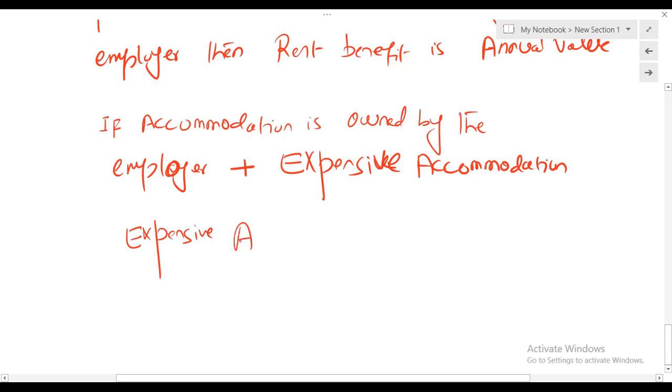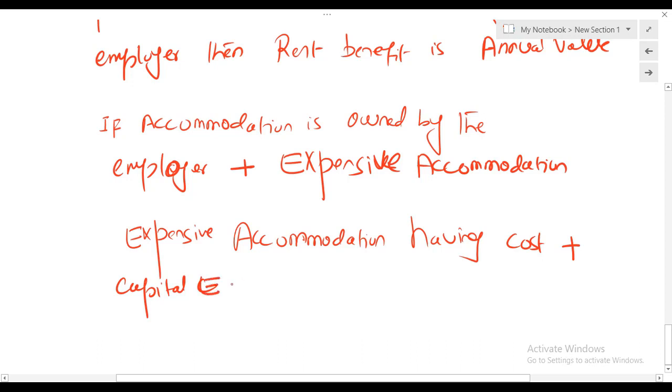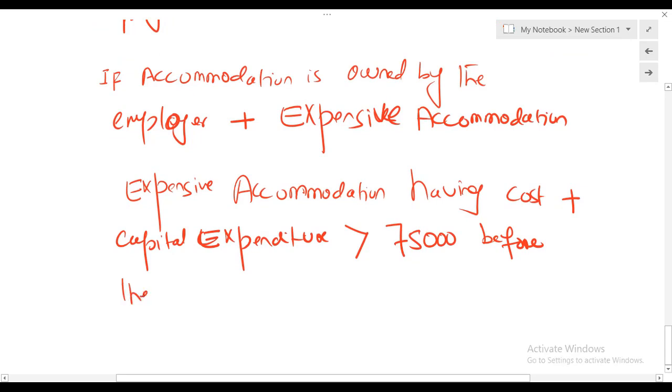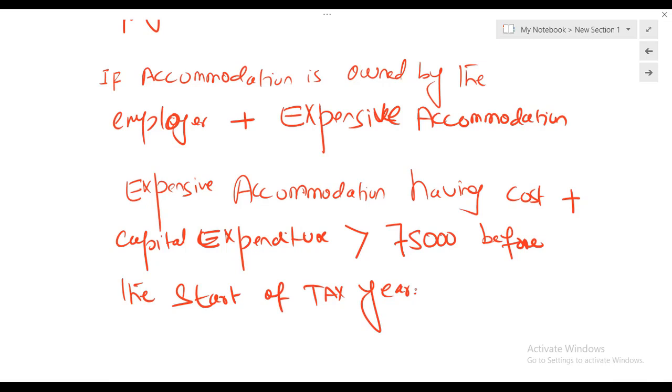Expensive accommodation means having cost plus capital expenditure more than £75,000 before the start of the tax year. Repeat. Expensive accommodation means having cost plus the capital expenditure. The value is more than £75,000 before the start of the tax year. Such accommodation is an expensive accommodation.